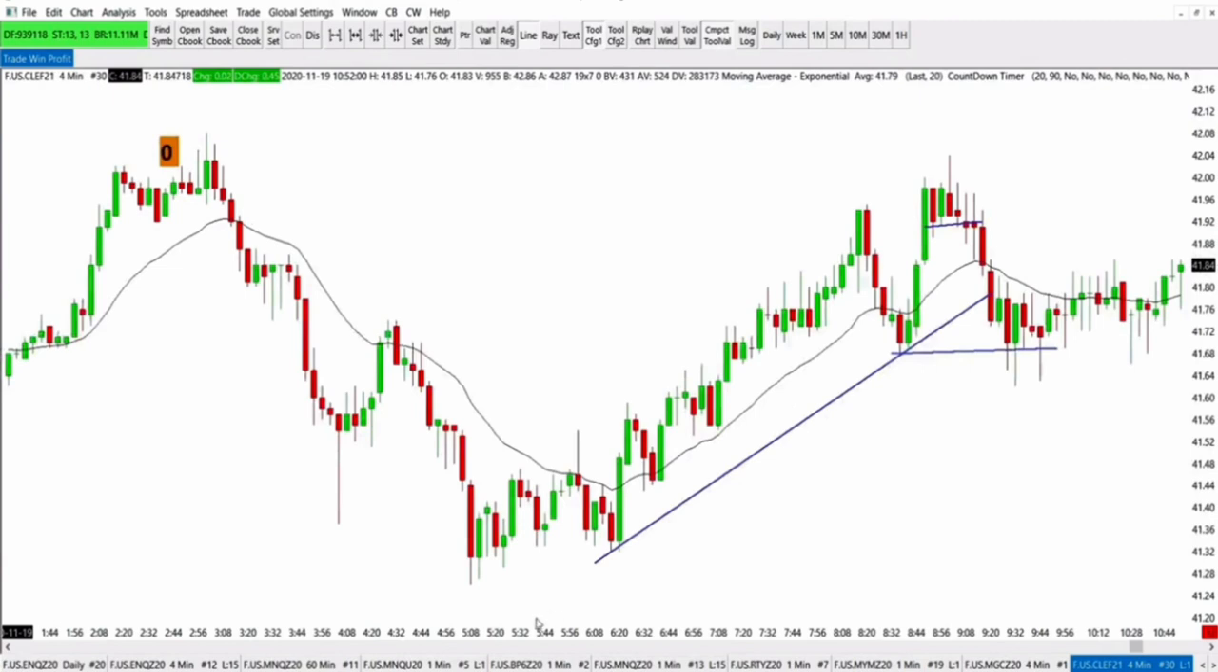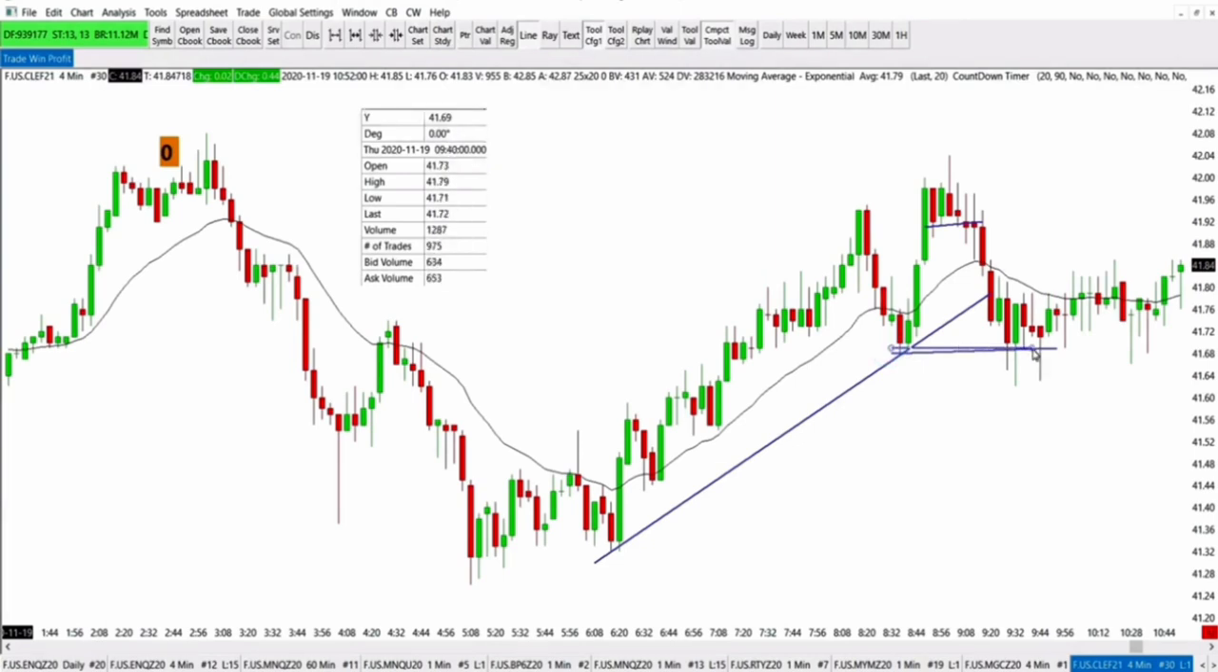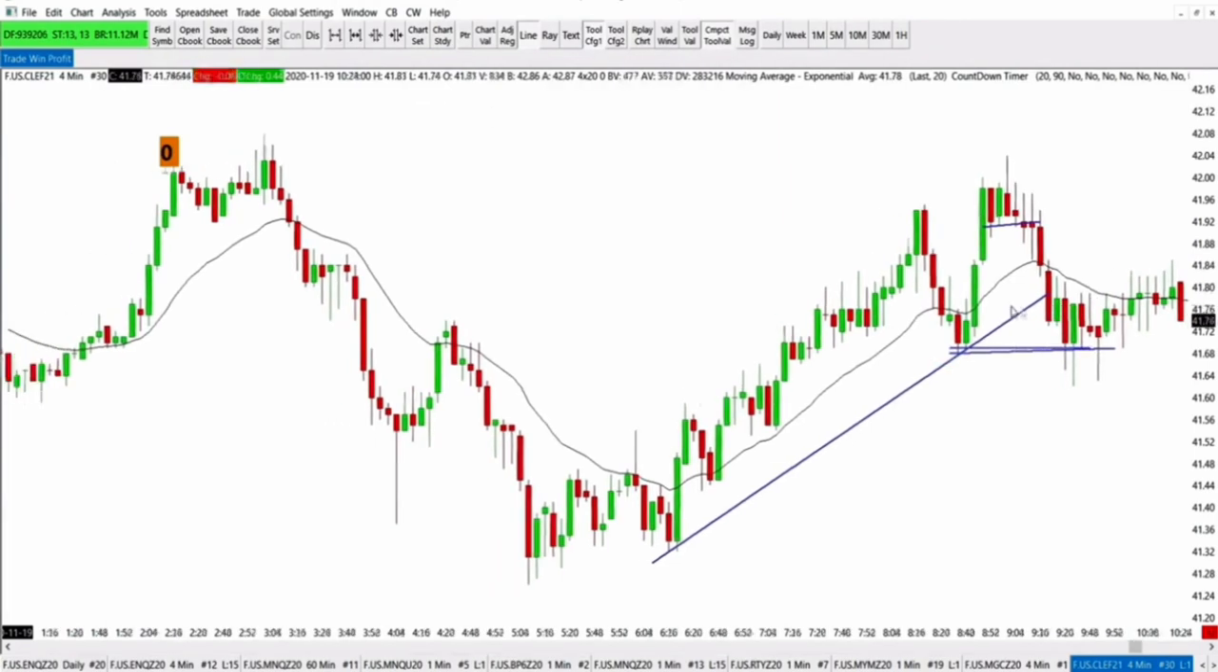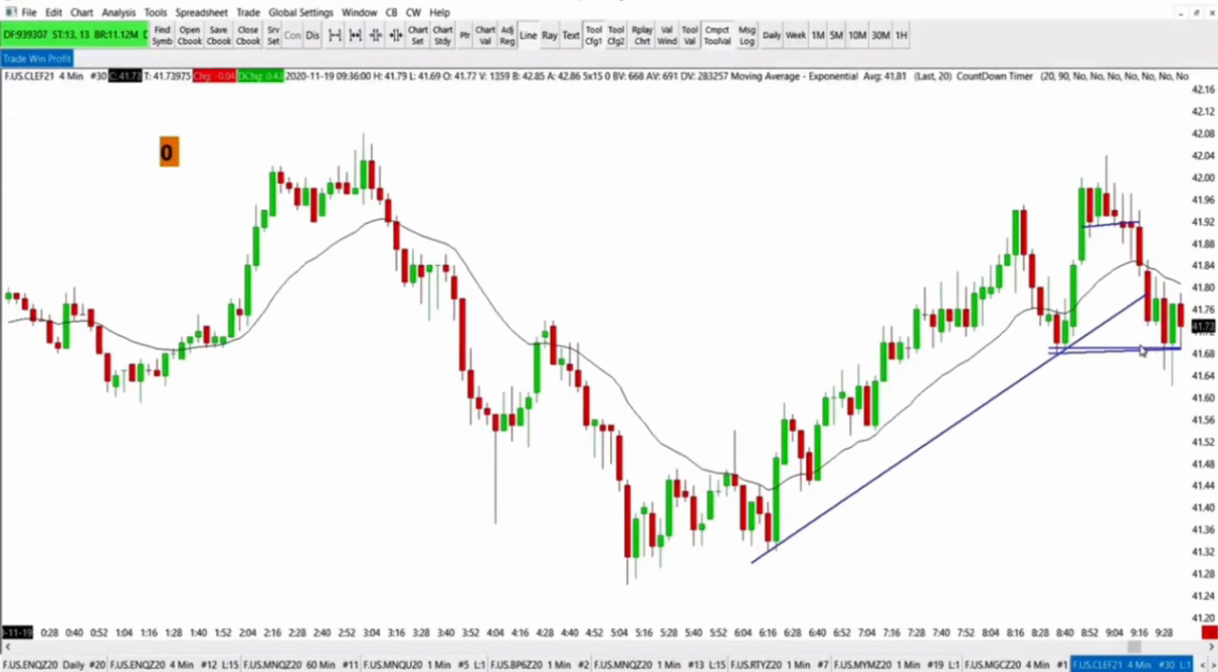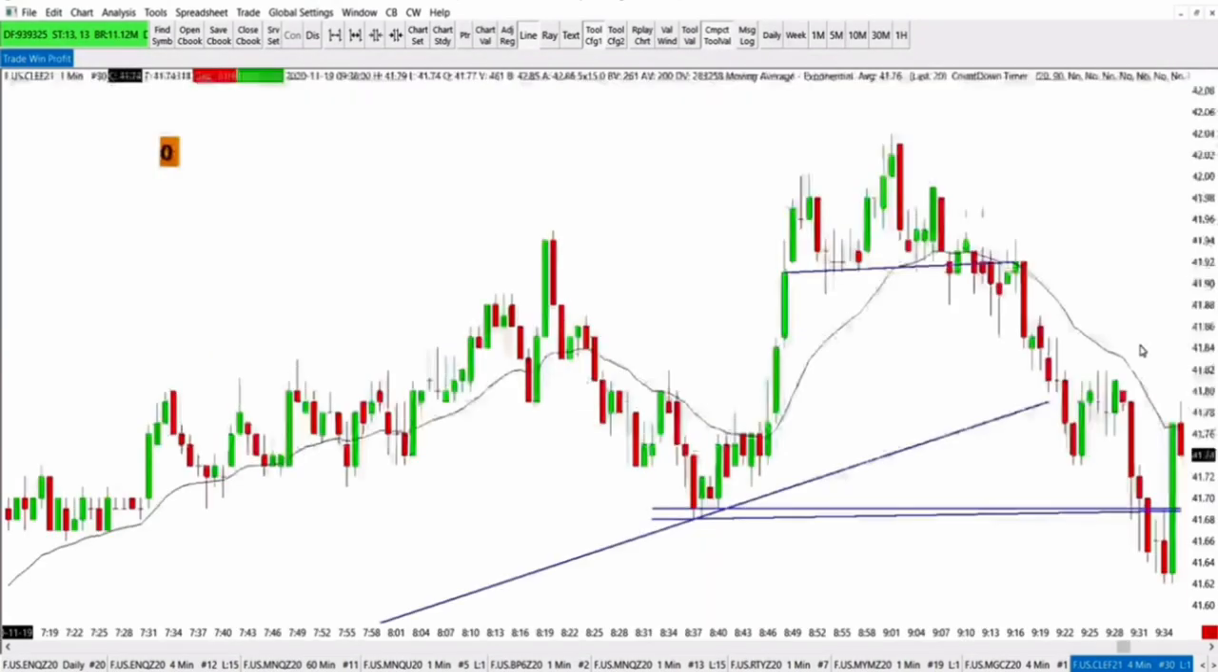Okay, so guys, what we have here is a trend line break. Okay, and notice how we found support right here and we bounced up. Now, I didn't like this trend line break. It wasn't really like a crazy break to the downside. It was just a little bit, and we found support. So this is crude oil. Let me go to the 1 minute chart.